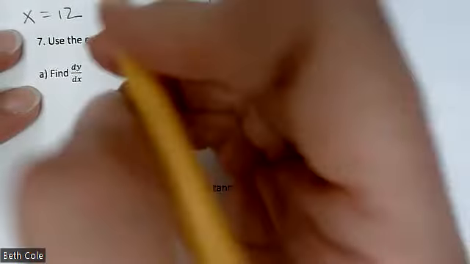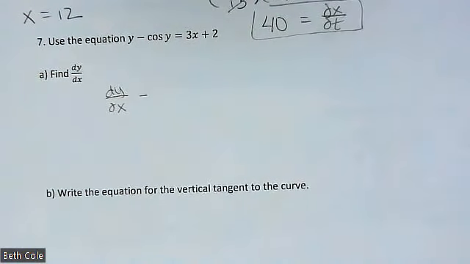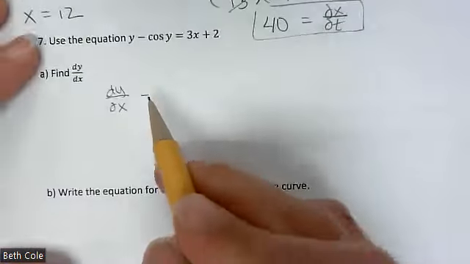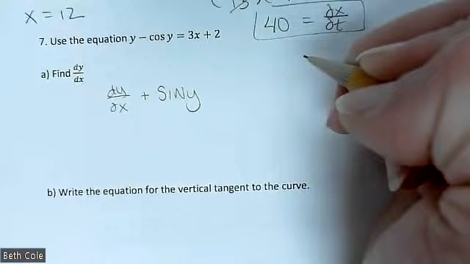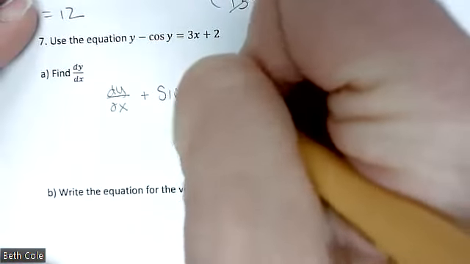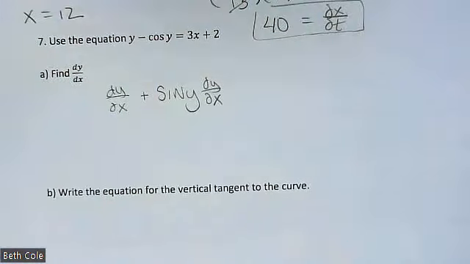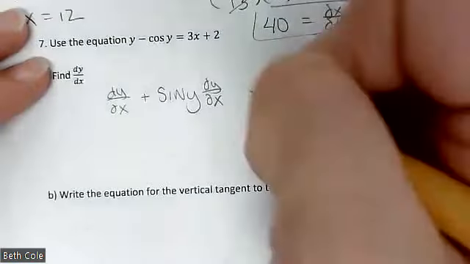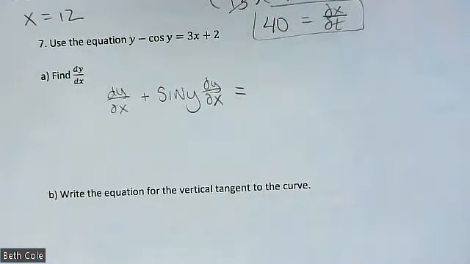Derivative of y is dy/dx minus, all right, derivative of cosine is negative sine. Okay, so it would be minus negative sine, so plus sine of y dy/dx. I know that's so hard to go back and forth as I just showed you up there. Equals, now you catch a break with the other side though, that would just be 3.